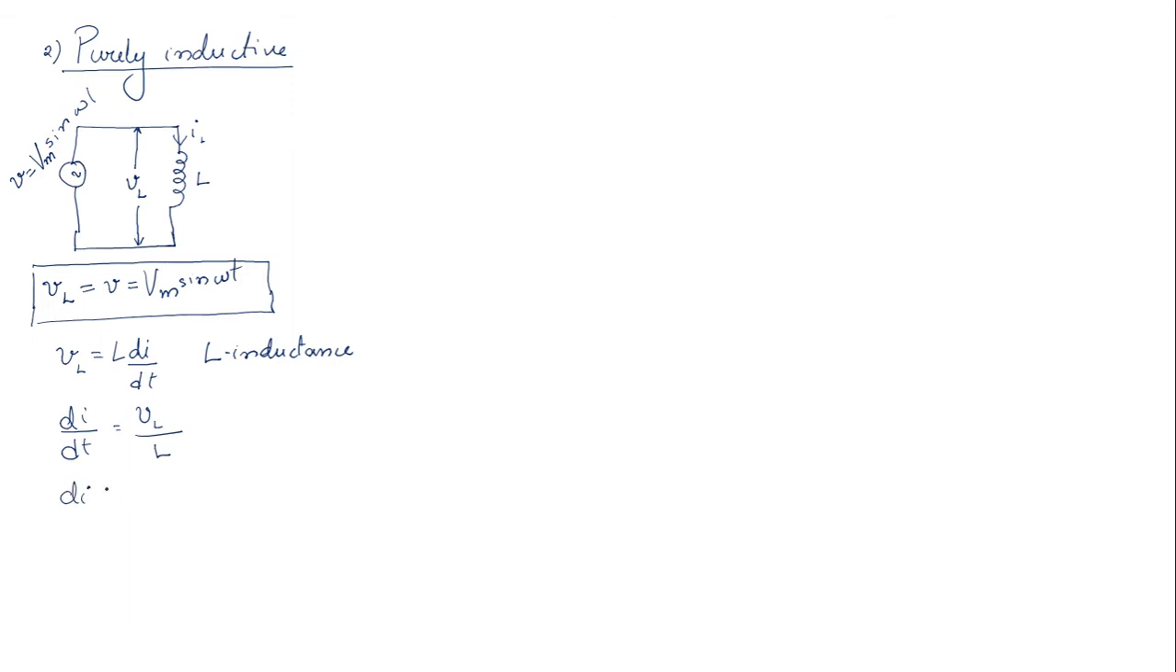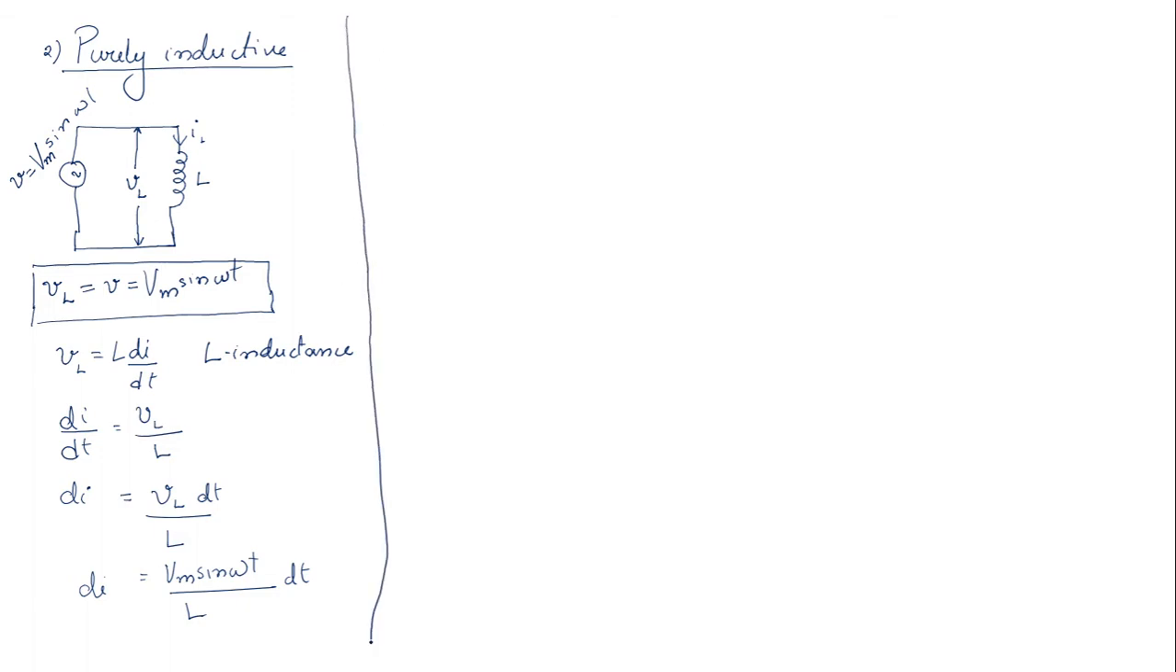Now for making current alone, we can write small di equals VL divided by capital L into dt. Now what is VL? VL is the same as the input voltage, that is Vm sin omega t. I am just substituting it here. So di equals Vm sin omega t divided by L into dt, because this dt is taken to this side. Now our aim is to find the current. So the current equation can be found by integrating on both sides. Integrating on both sides, we will get integral di. No limits are there, we are just integrating.